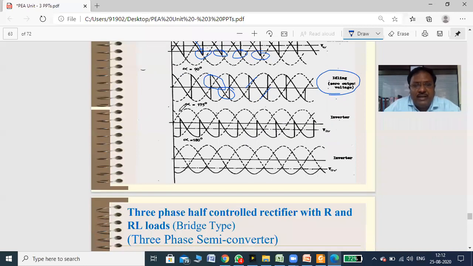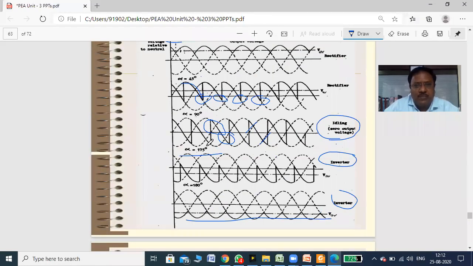If the alpha is greater than 90 degrees, you can see here most of the energy is negative, right? So that transfers the energy from load to source. So this operation is called an inverter operation, and this is a complete inverter operation if alpha is equal to 180. So this is the most important part.